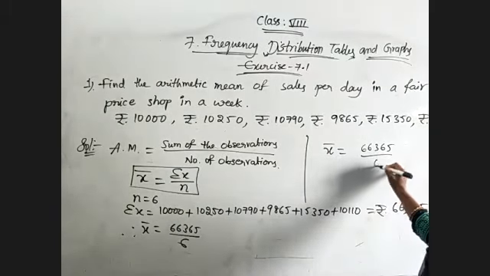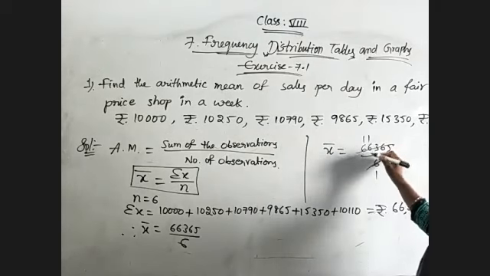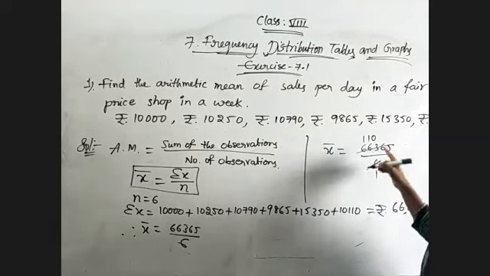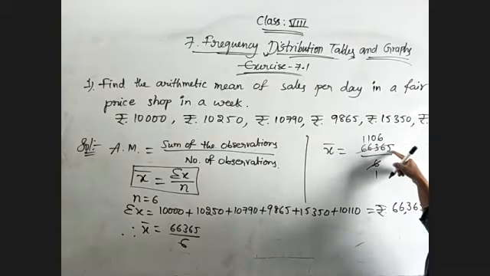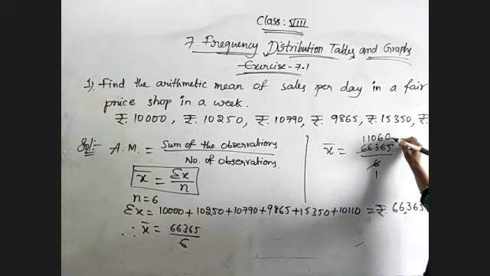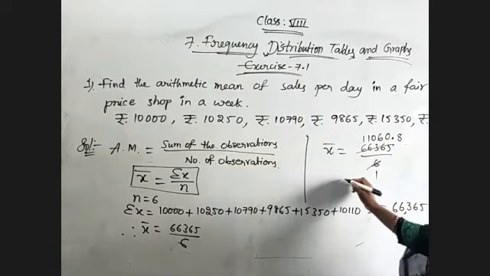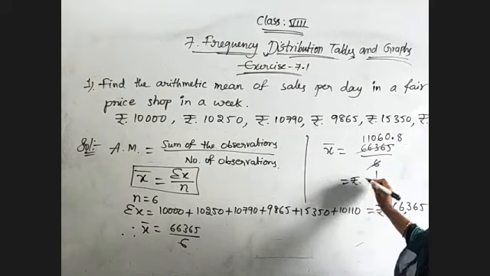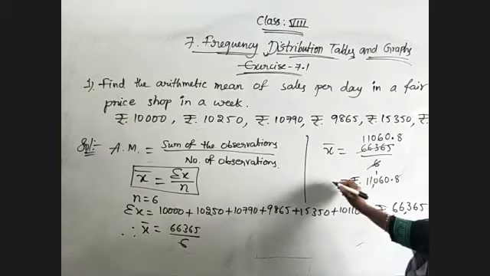66,365 by 6. 6 ones are 6, and 3 is not sufficient, so we keep 0. 36, 6 6s are 36, 5 also not sufficient, take 0, then it will become 50, 6 8s are 48. So that's enough, which will be equal to mean sales per day equal to 11,060.8 rupees. That's it.